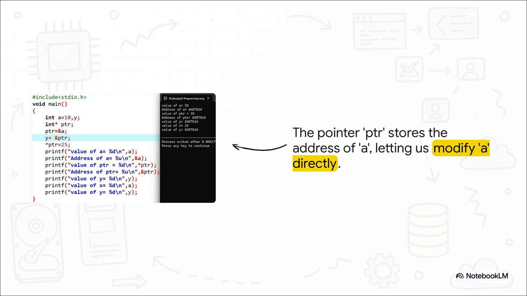It says *PTR = 25. The star tells the computer, don't change the pointer. Follow the address the pointer is holding, go to that location in memory and change the value you find there to 25. And what happens? The original variable A is now 25. We reached out and changed it from a distance. And this is so powerful. It lets programs be super efficient with memory, moving these little addresses around instead of giant chunks of data.